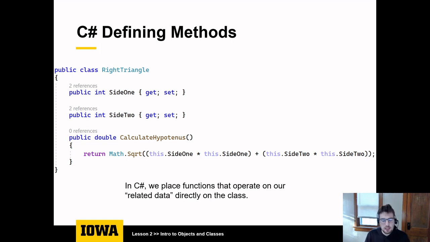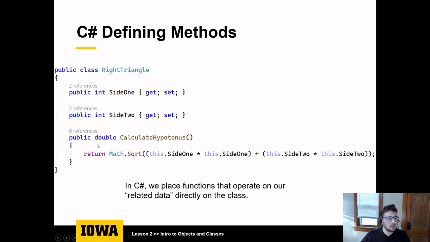We want to think about it in the sense that, say we have a class of right triangles. So all right triangles have a side 1 and a side 2. Now, calculating the hypotenuse of a right triangle is something quintessential to right triangles, right? If we have a right triangle, this is something we're going to want to do with it. So any of these kind of functions that are inherently part of your classes should be defined in what we call methods on our class.